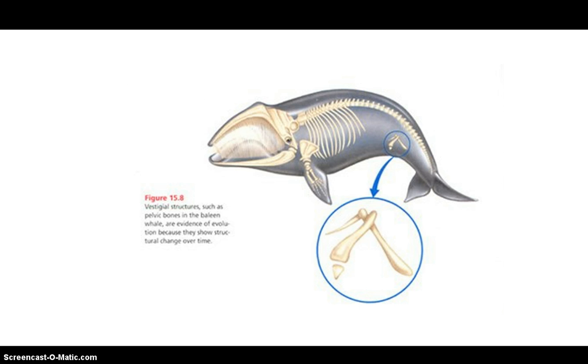And another one that I had mentioned before is pelvic bones in a whale. Whales don't have rear legs, but they evolved from mammals that were originally on land and did walk, and they have gradually lost them over time. So there's another example of a vestigial structure in an organism.